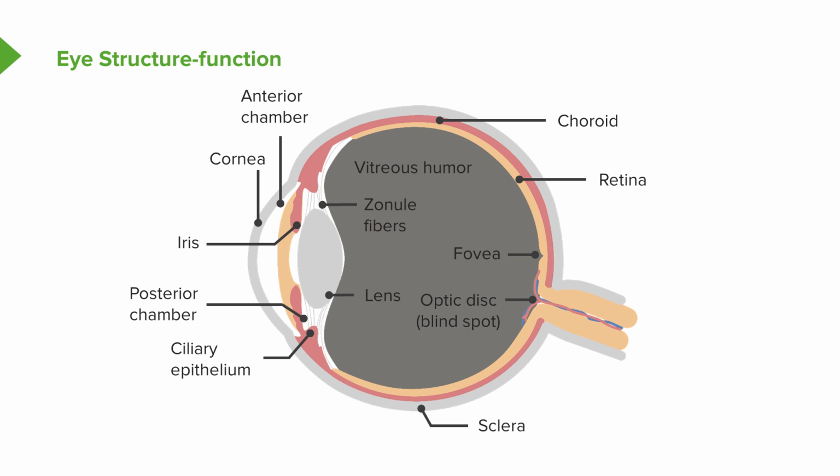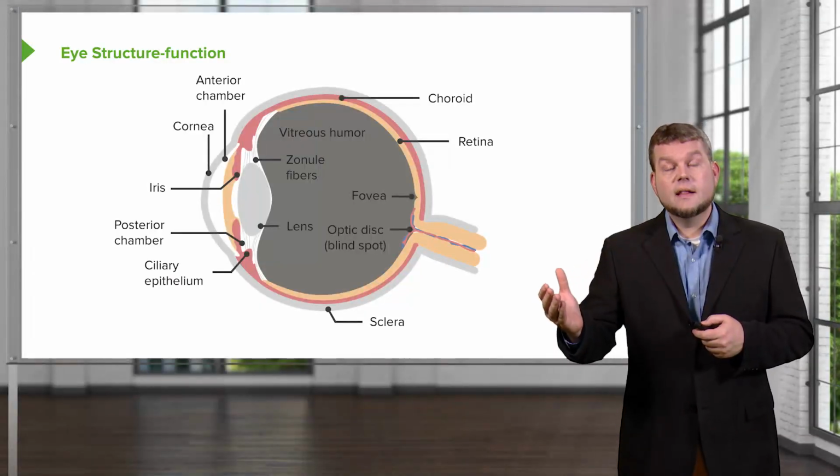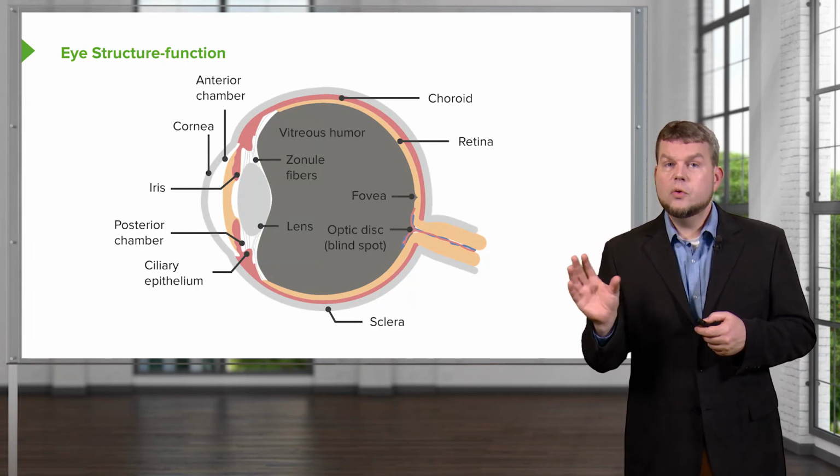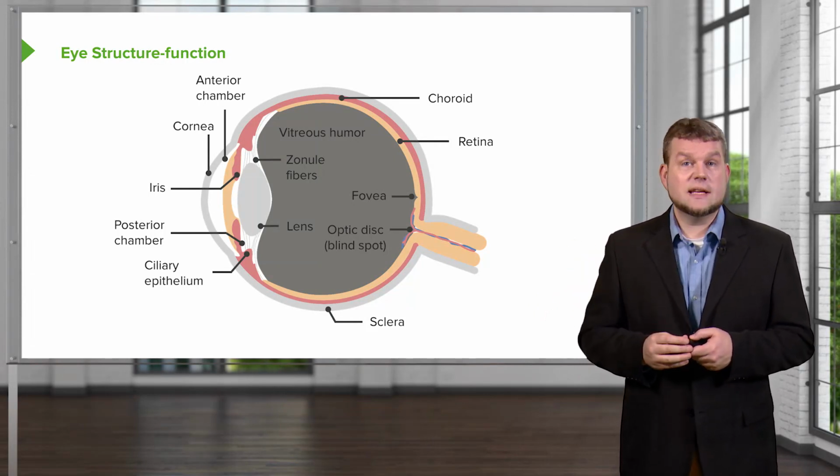Finally, everyone always thinks about the connective tissue. The sclera is what you usually think of as the whites of the eye. It's that part of the eye that is going to be connective tissue and allow you to move your eye around so you can focus at different things.